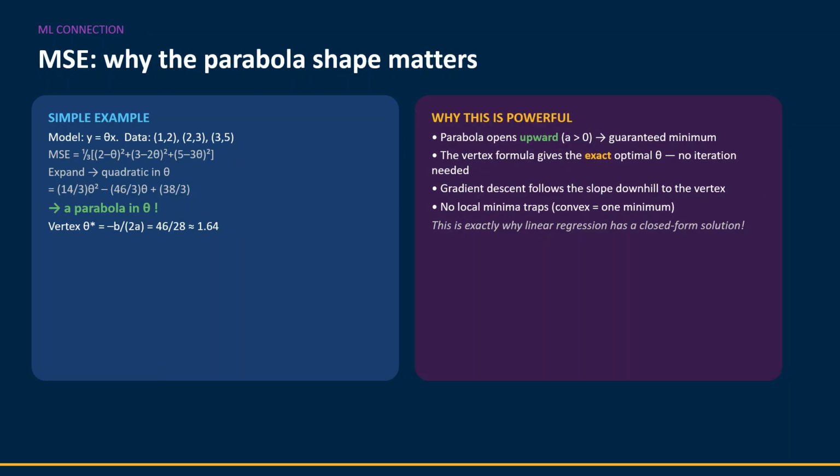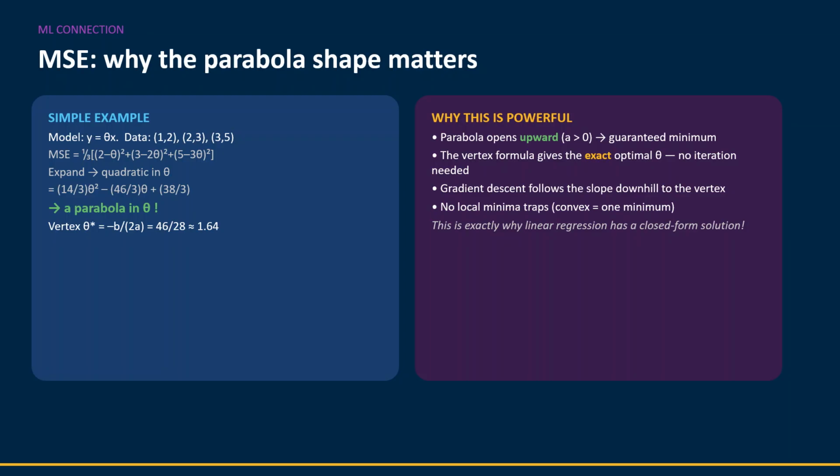Let us look more closely at mean squared error. Imagine you have 3 data points and you are fitting a line with slope theta. For each value of theta, you compute the sum of squared errors, then divide by the number of points. If you plot that loss against theta, you get a parabola. The vertex of that parabola is where the loss is smallest, and that is your best fit slope.